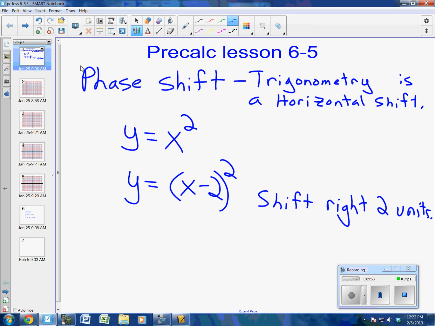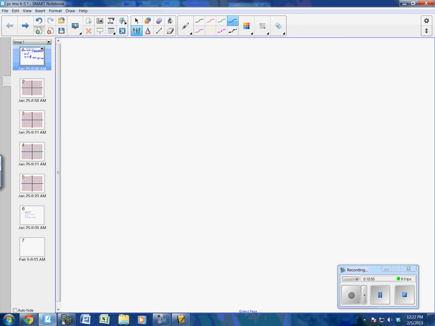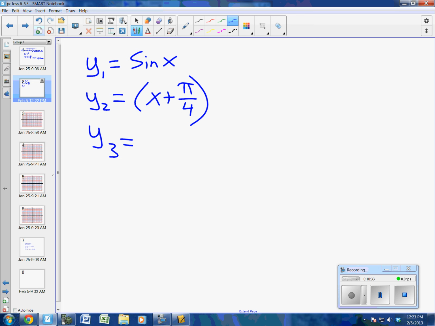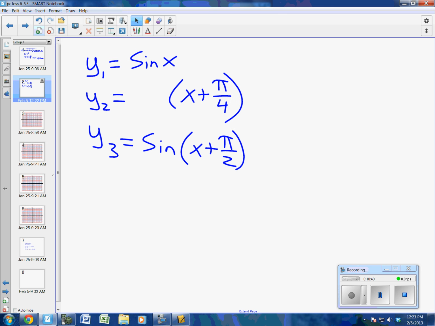Okay, so I want everybody to take your calculator, and I want you to put in the following. Under y1, I want you to put y equals sine of x. Under y2, I'll tell you the window in just a second. Y2, we're going to put sine of x plus pi over 4. And y3, we are going to put y equals sine of x plus pi halves. I made a mistake right here, you guys. I should have a sine in front of it.